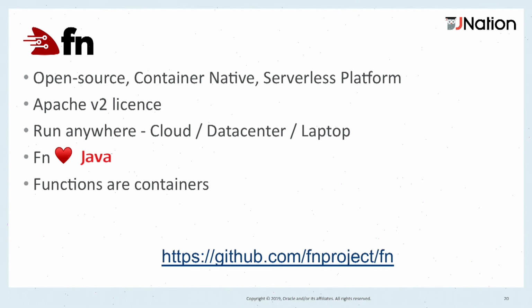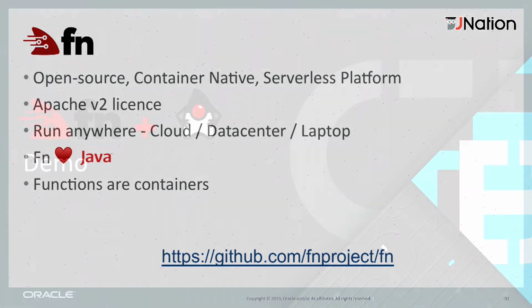Technically, Fn is written in Go. Well, Fn is using Docker. Docker is written in Go. Fn runs on top of an orchestrator, such as Kubernetes. Kubernetes is written in Go. So for such a kind of infrastructure project, it makes sense to use Go. But as I said, we wanted to make sure that Java would be a first-class citizen on top of Fn.